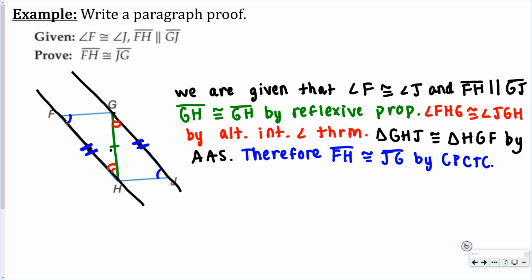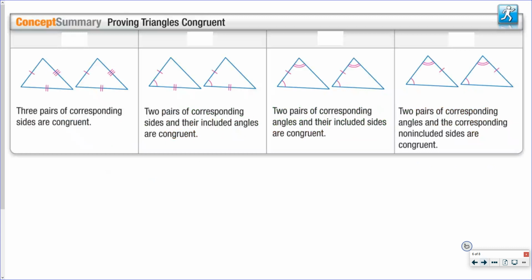Oh, thanks for the good laugh. Last hour I was like, angle, side, angle, I was like, ASA. And I was like, nah, I probably shouldn't say that. ASA works better. Oh, that's funny.